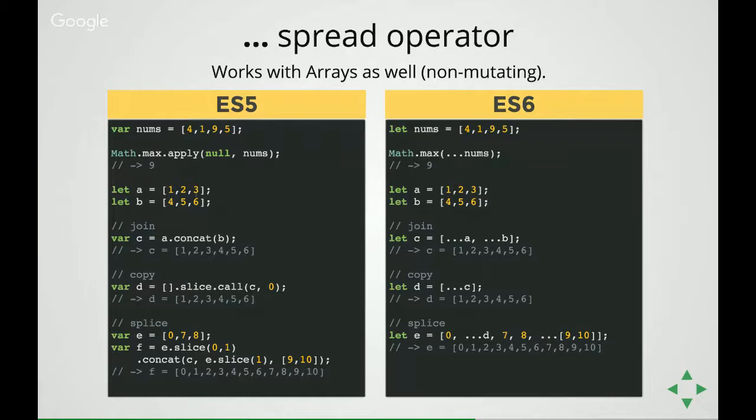right? In ES6 land, instead of calling apply, we can simply spread those out. We can just say spread operator nums, and that actually will call the max function with 4 arguments individually.